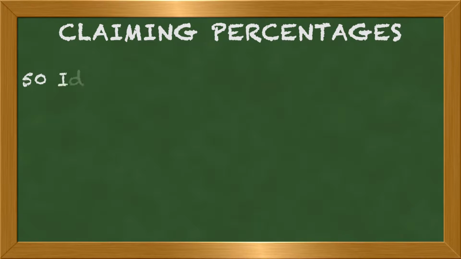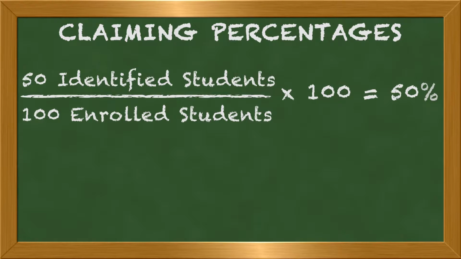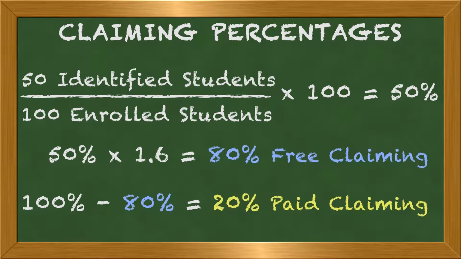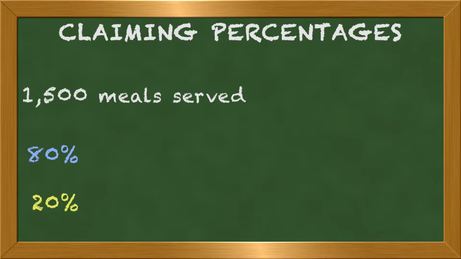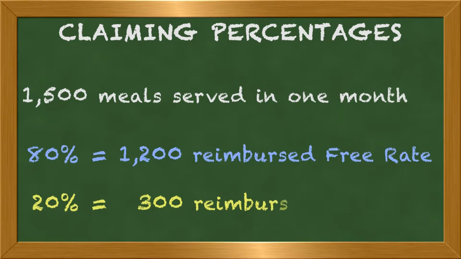In this example, divide 50 identified students by 100 enrolled students for an answer of 0.5, or an identified student percentage of 50%. Multiply 50% by the 1.6 multiplying factor to calculate a free claiming percentage of 80%. Subtract the free claiming percentage of 80% from the 100% total for a paid claiming percentage of 20%. If 1,500 meals are served in 1 month, the free claiming percentage of 80% of that total equals 1,200 meals reimbursed at the free rate, and the paid claiming percentage of 20% equals 300 meals reimbursed at the paid rate.